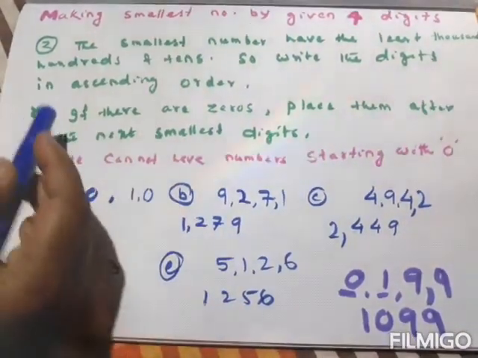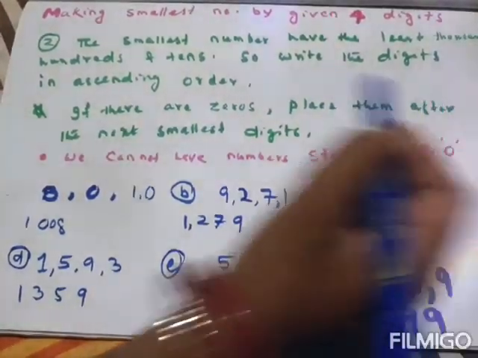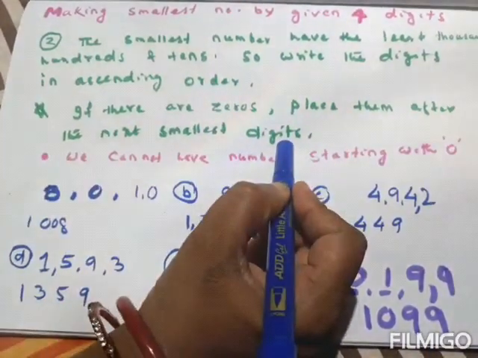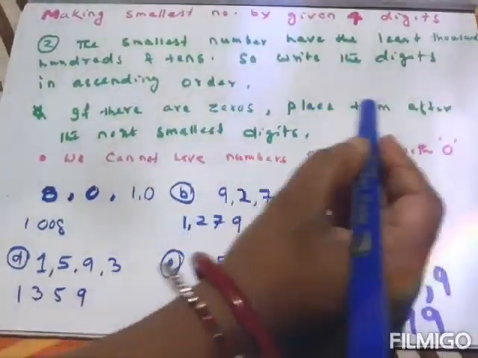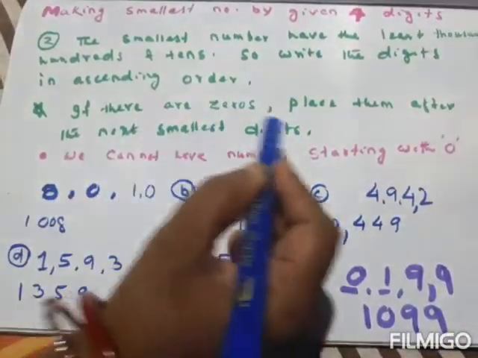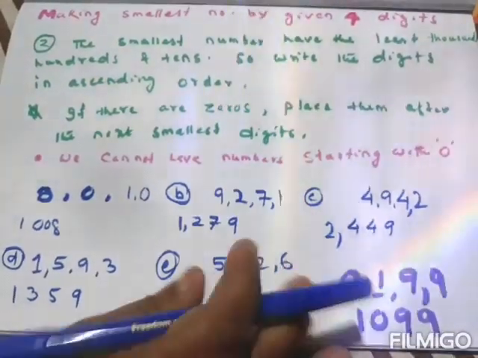One more thing, if there are zeros, place them after the next smallest digit. Again I am telling the rule. If there are zeros, place them after the next smallest digit. How will we do that? I will explain through this example.